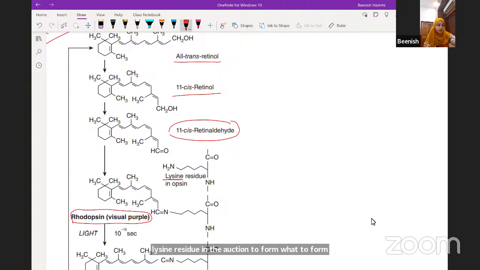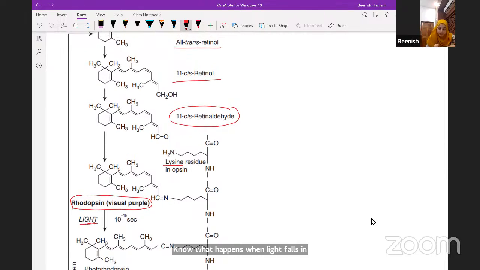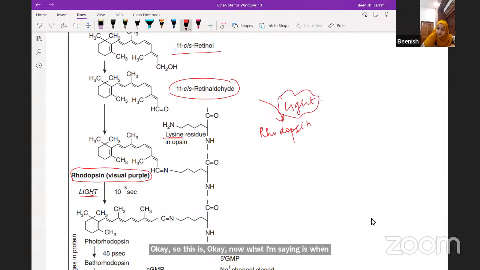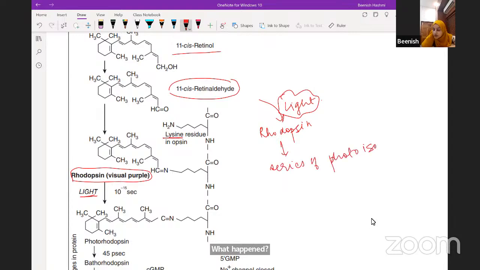Okay, now what happens when light falls on this rhodopsin? You can see light written here. So when light falls on this rhodopsin, a series of photoisomerization reactions take place. So this is your rhodopsin being formed. Now what I'm saying is, when light falls on this rhodopsin, a series of photoisomerization reactions take place.